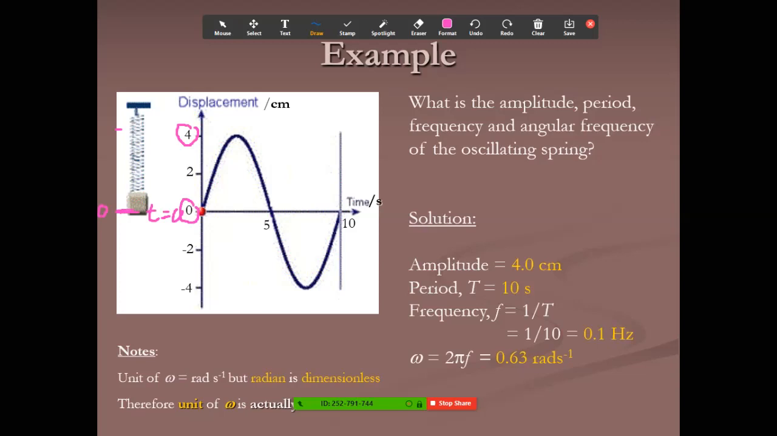Of course, from this graph you can get amplitude is 4, period is 10, and frequency is 1 over period, so you get 0.1. No problem about that. Now something new. They will ask what is the angular frequency? Angular frequency is 2 pi f, or you can use 2 pi over T. So it is found to be 0.63. The unit for angular frequency is the same as angular velocity, radian per second. How many radians it covers per second. So this is how we analyze.